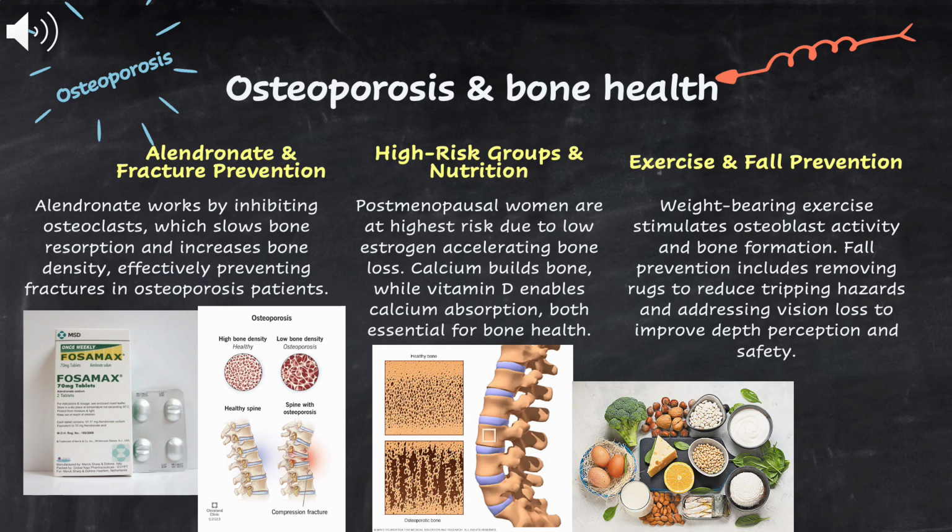Postmenopausal women are at highest risk for osteoporosis because decreased estrogen accelerates bone loss. Estrogen normally protects bone density, so when levels drop, bone resorption increases. Calcium builds bone structure, while vitamin D allows calcium absorption from the intestines. Both are essential for maintaining bone health.